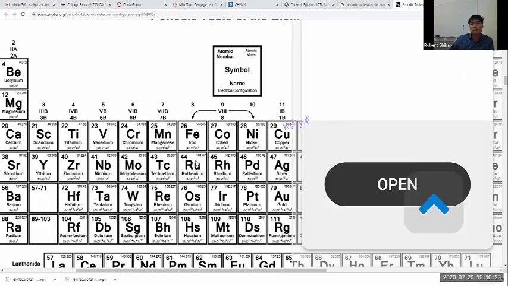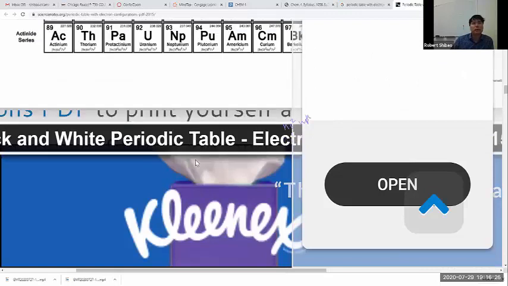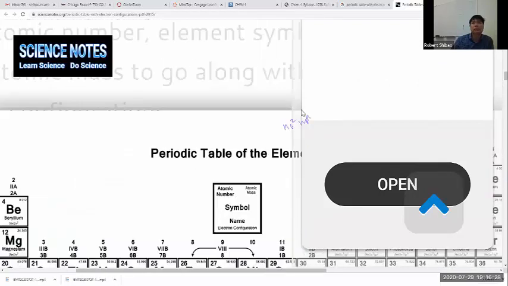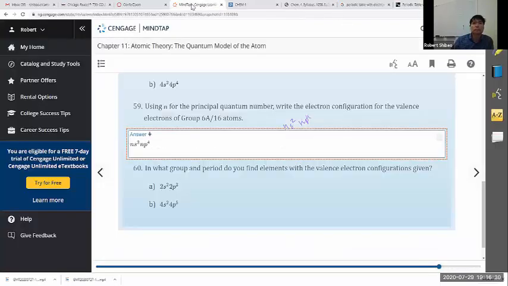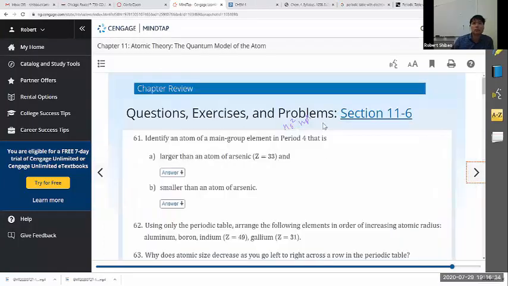This is a handy periodic table to have here. Just trying to move faster.